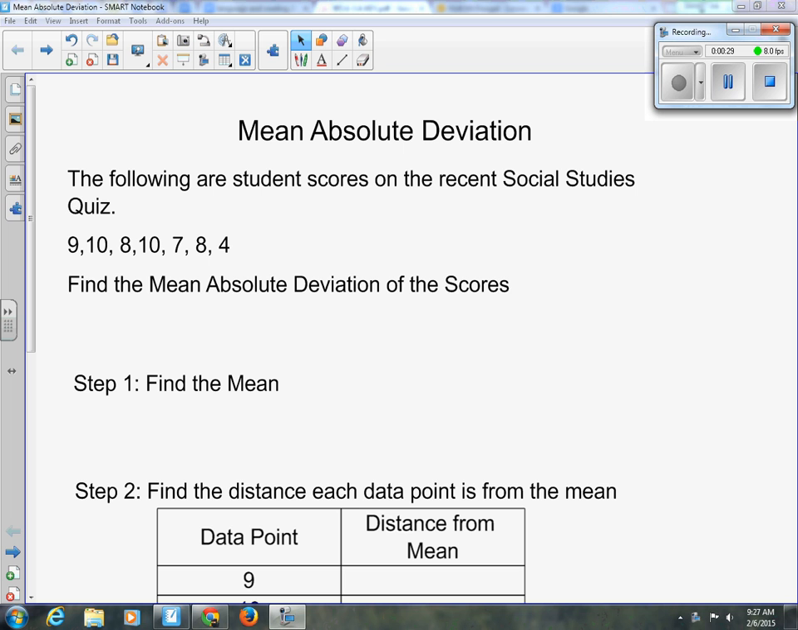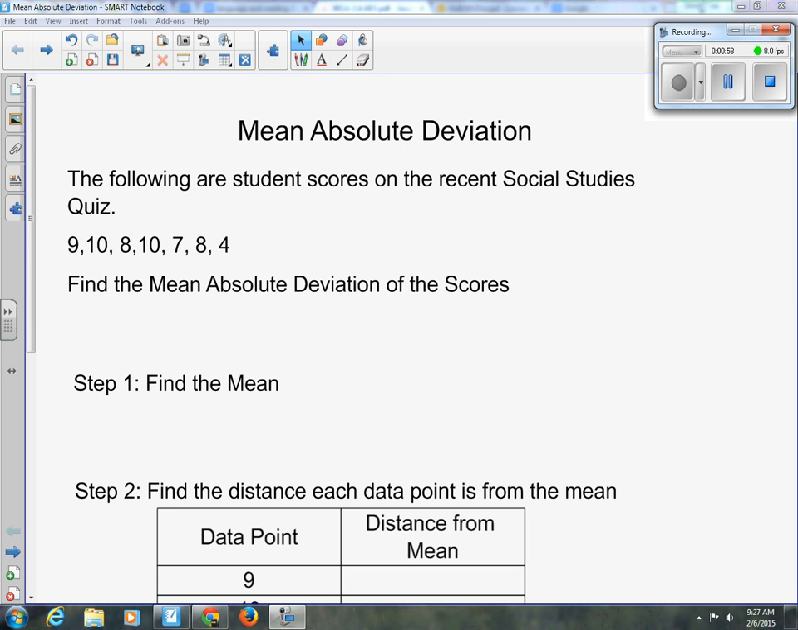Absolute. There's another word in there. There's a term that we're going to get into later on called absolute value. An absolute value is distance away from something. Absolute value has to do with distance on a number line away from another number. Okay? And we'll get into that. And deviation is, how far is it away?